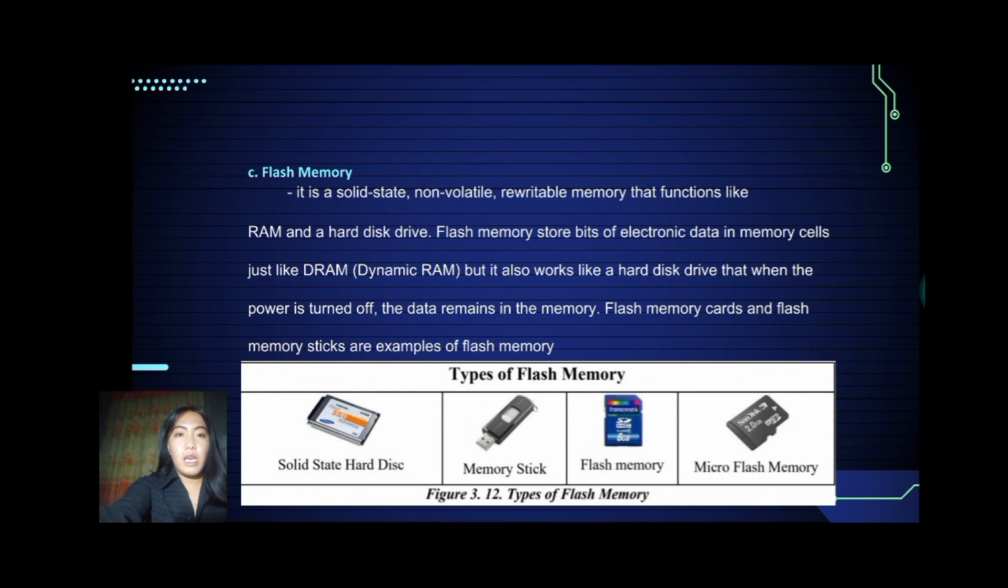Flash memory. It stores data in memory cells, similar to DRAM, but retains the data even when the power is turned off, just like a hard disk drive. Flash memory is commonly used in portable devices, such as USB drives, memory cards, and solid-state drives or SSDs. These devices offer high-speed data storage and retrieval, making them popular choices for storing files, documents, photos, videos, and more.